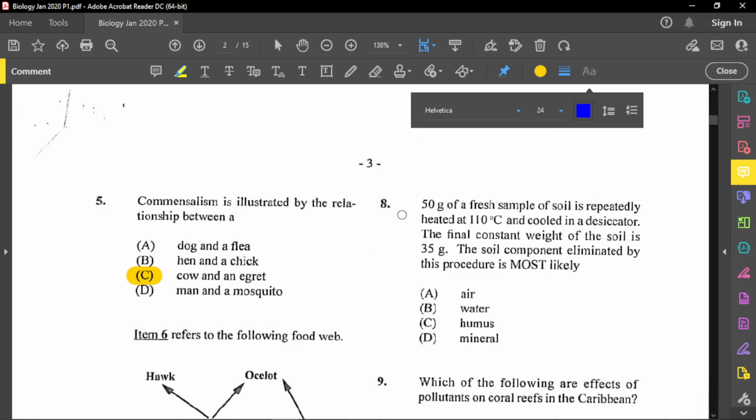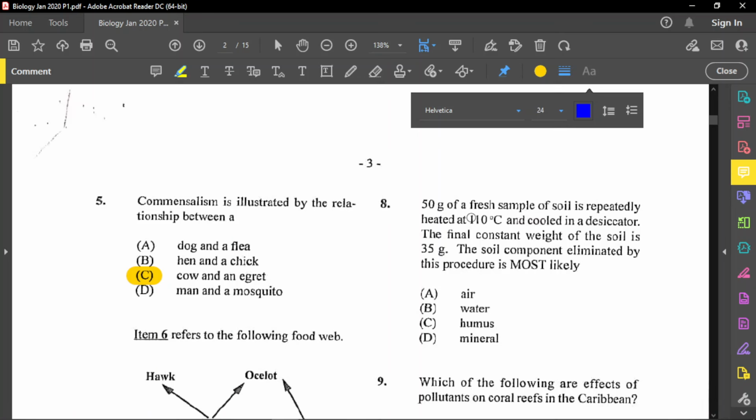All right, number 8. Again, I'm not going in order of the numbers. I'm going across the page. I don't want to go back and forth, up and down. So number 8 is saying that 50 grams of fresh sample of soil is repeatedly heated at 110 degrees Celsius and cooled in a desiccator. The final constant weight of the soil is 35 grams. The soil component eliminated by this procedure is most likely what?